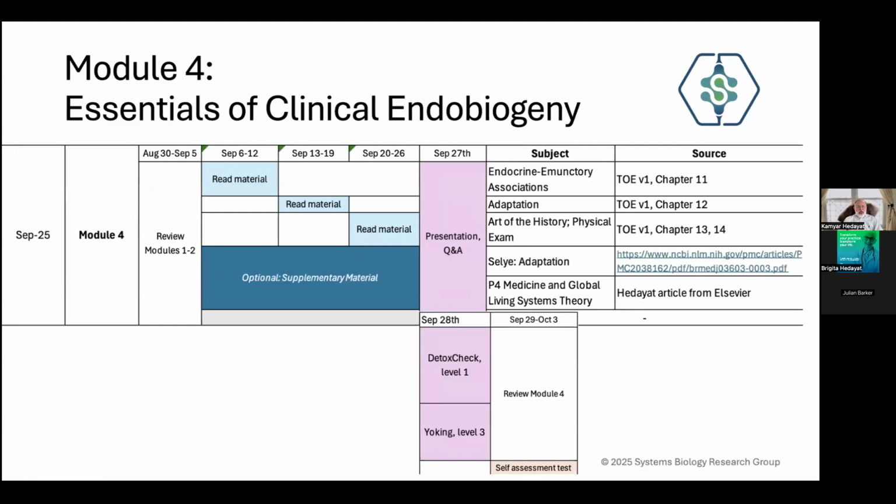Then in the 4th module, we'll talk about the essentials of clinical endobiogeny. We'll go even deeper into what I mentioned in the first hour today: hormonal and emunctory associations, the process of adaptation, the art of the history, and the art of the physical examination. And then there's some bonus reading that you can get into if you want. We will also introduce 2 new panels created just for this course, Detox Check and Stress Check, which I just put in as yoking, which is the process.